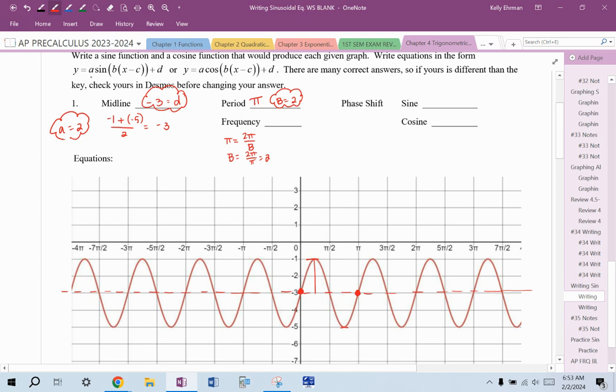I'm putting frequency on here just to have you practice this, but finding the frequency does not correspond to any of these values. We already have b. The frequency is 1 over pi. I just want to make sure you know that it's that and not 1 over 2.